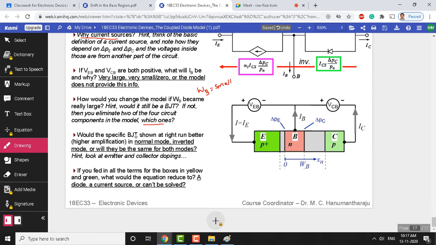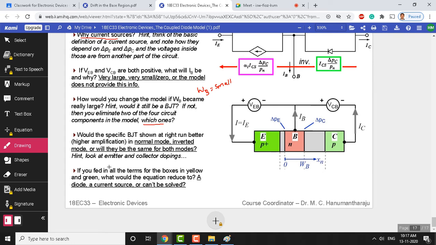Would the specific BJT shown at right run better, with higher amplification, in normal mode, inverted mode, or will they be the same in both modes? Look at this model we have shown here. The question is, when we use a BJT as an amplifier, for which mode do you get better, higher amplification? Look at this structure and try to answer this question.